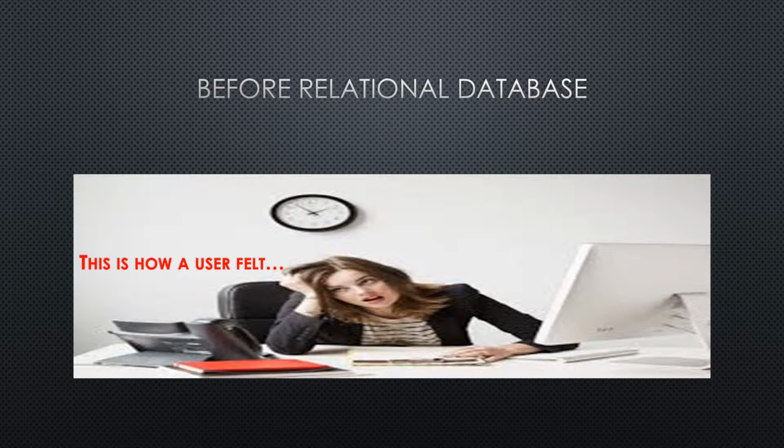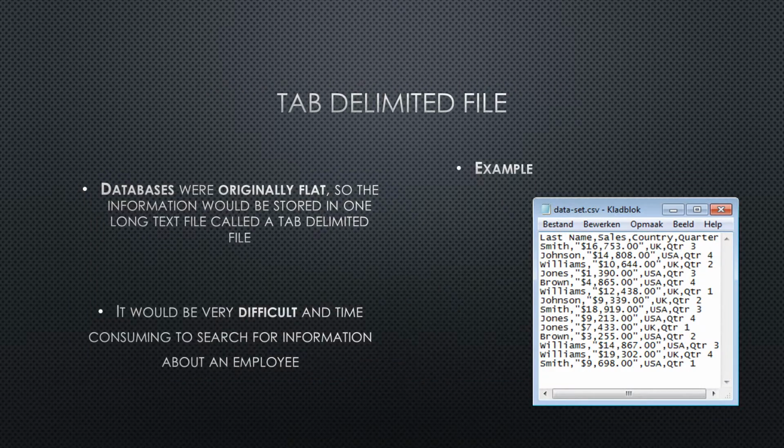Before, relational databases were very inefficient and hard to use when trying to access data. What was used was a tab delimited file, where databases were originally flat, so the information would be stored in one long text file called a tab delimited file. An example is on the right of the screen. As you can see, it would be very difficult and time consuming to search for information about an employee or whatever object has data being stored.